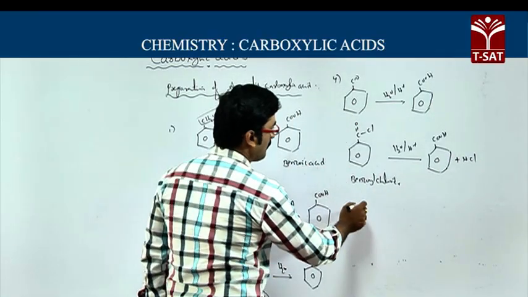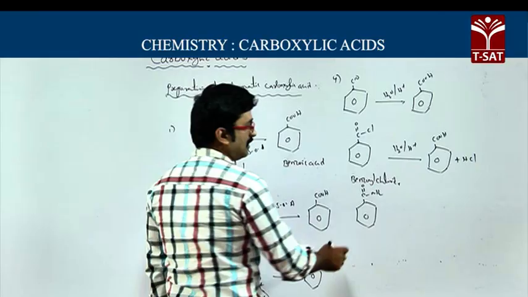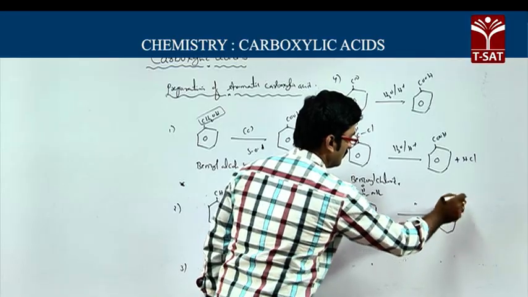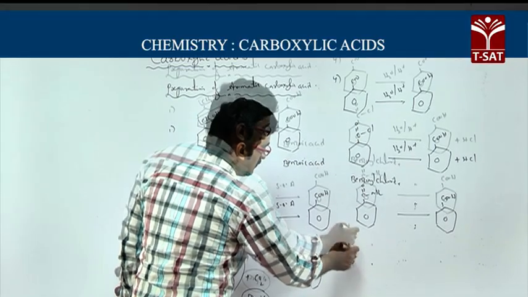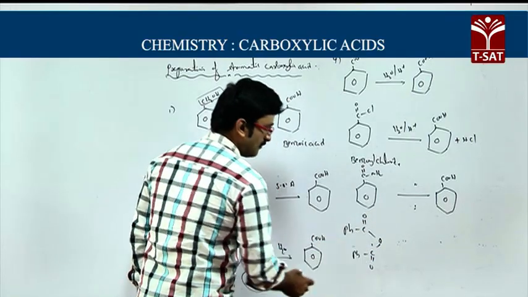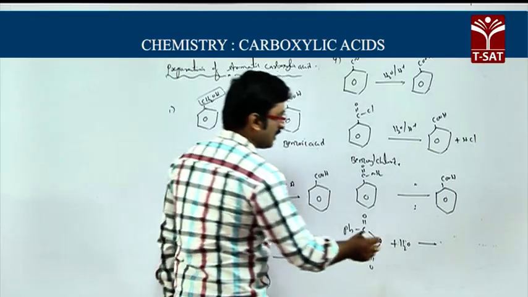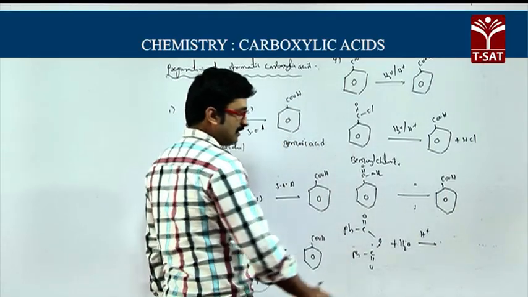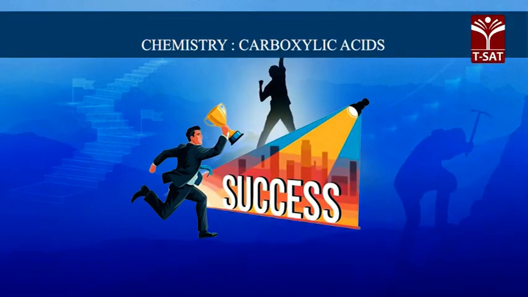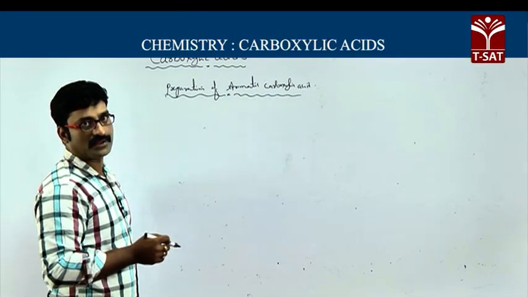Now the next: you can also take benzamide, which on hydrolysis gives benzoic acid. Or else you can take PhCO-O-COPh, called benzoic anhydride. Benzoic anhydride on hydrolysis in the presence of acid also gives 2 moles of benzoic acid. Next is preparation of aromatic carboxylic acids by the oxidation of alkyl benzene.